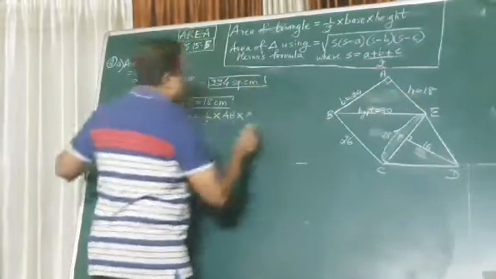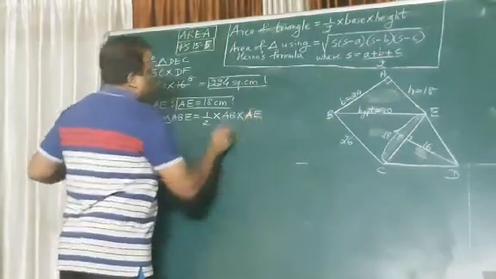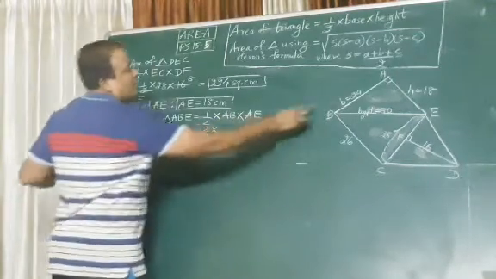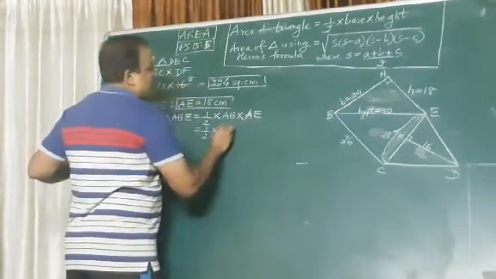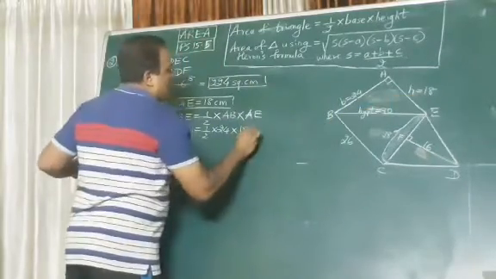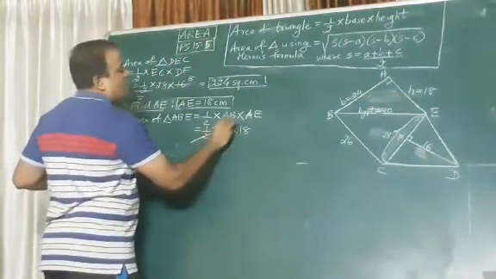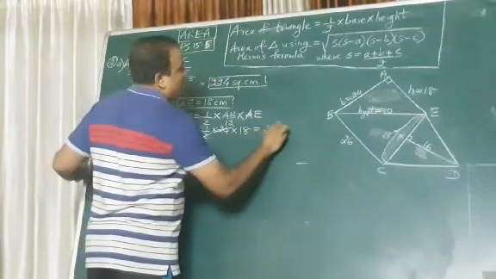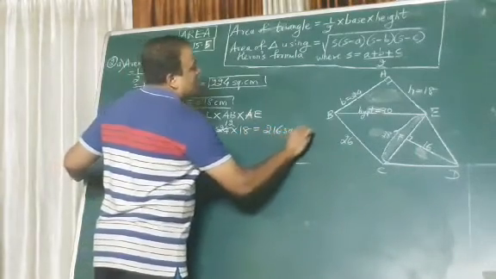What is the height? AE. So I get half into AB. How much is given? AB is 24. Yes. Into AE, how much is it? 18. So 2 ones are 2, 12s are... What is 18 twelves? Your tables are good. Very good. 216 square centimeters.